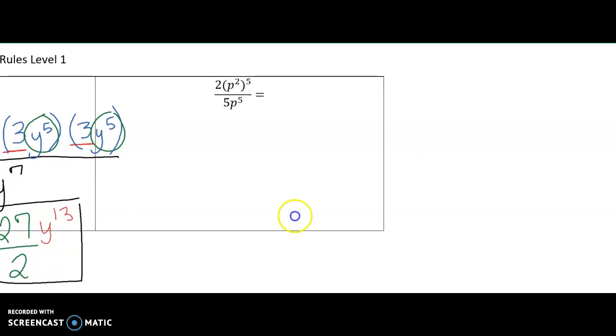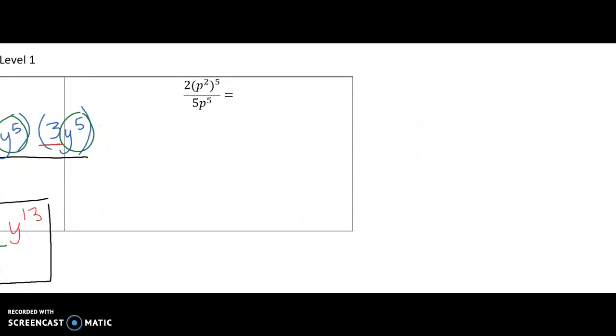This one is a little bit trickier. Take a minute and ask yourself, why is this one trickier? What about it? Pause the video if you need to think about it a little bit more, but we are going to move on. The 2 is on the outside, so it's not raised to the 5th power.